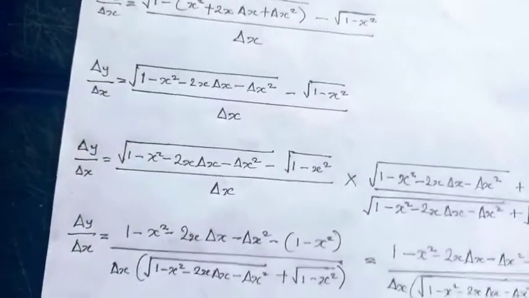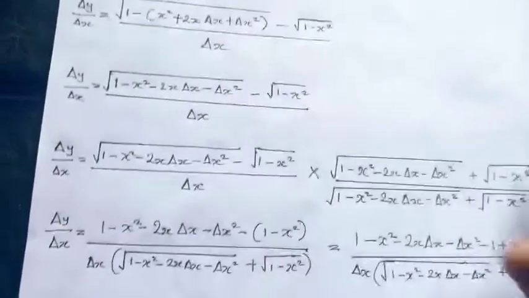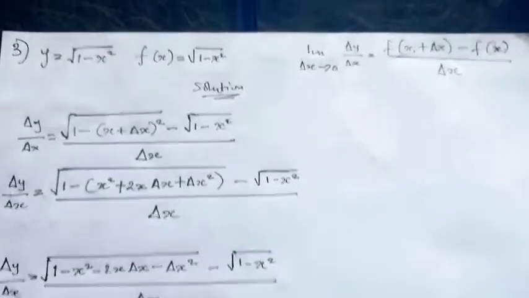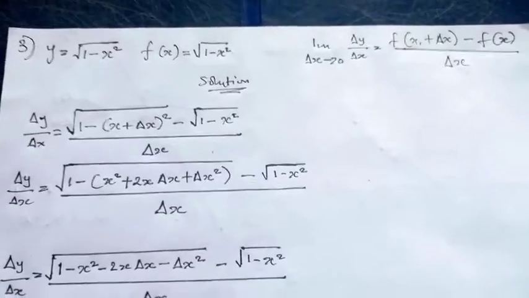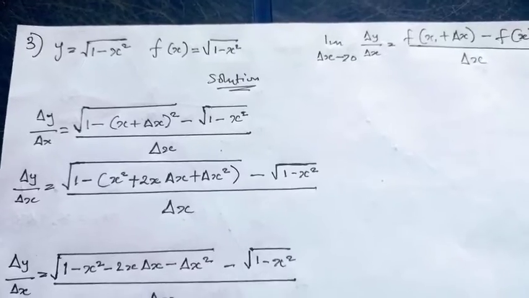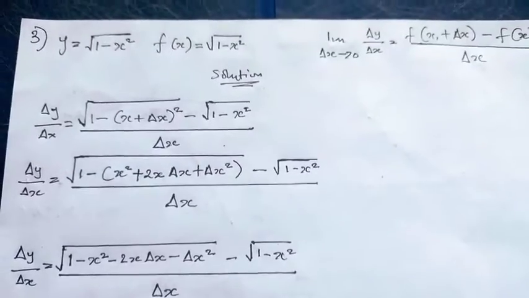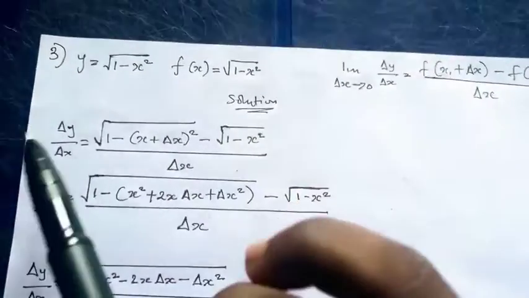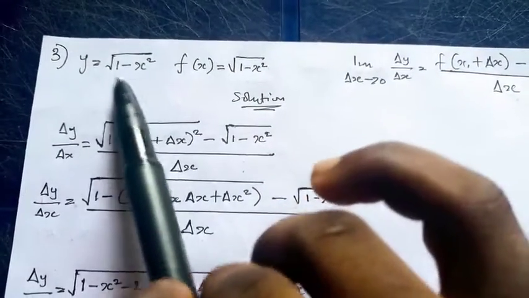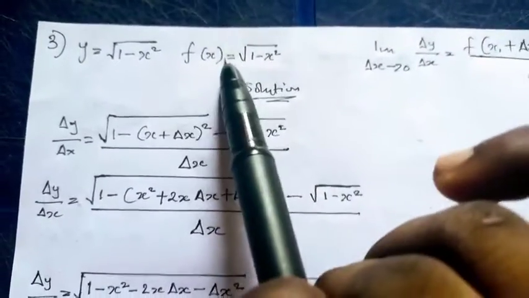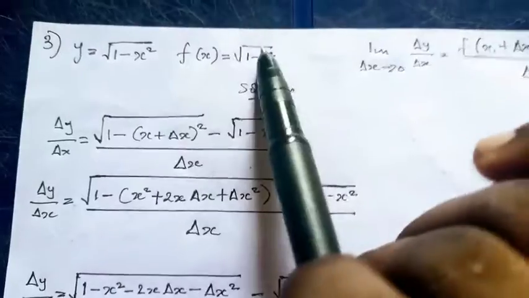Now we look at a more complicated example. From here, we are given y equals the square root of 1 minus x squared, and we want to differentiate it, or find the derivative of that particular function. Like I have said, y is a function of x, so f of x is equal to whatever y is here.